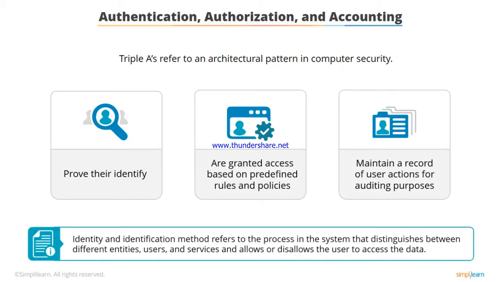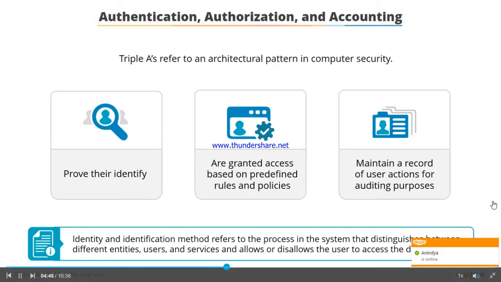Closely tied to AAAs is a component of the CIA model: identity. Identity and identification method refers to the process in the system that distinguishes between different entities, users, and services, and allows or disallows the user to access the data.